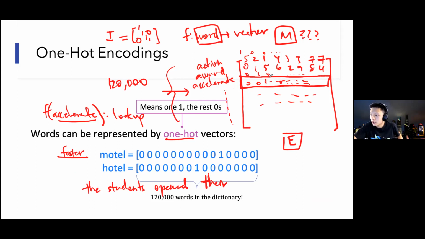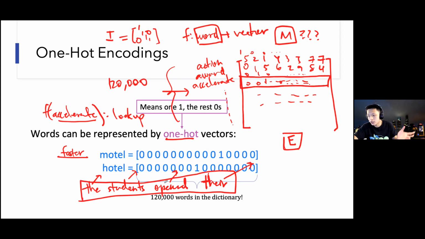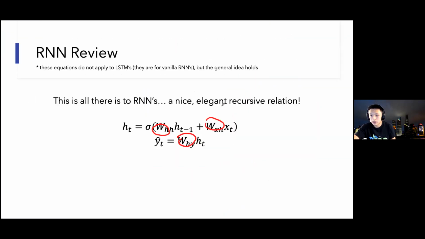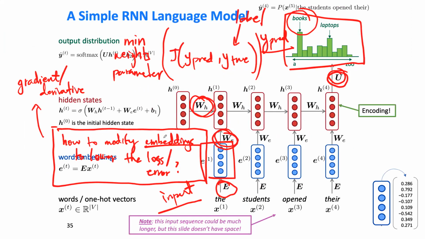So then you would do the lookup in this matrix E of the, and then you would do the lookup in the matrix of the students, and then it would look up opened, and you would update this matrix, basically changing the specific rows that correspond to these words. How you would change them, the gradient descent algorithm would figure out. Again, it basically asks how to modify the embeddings to lower the loss or the error.